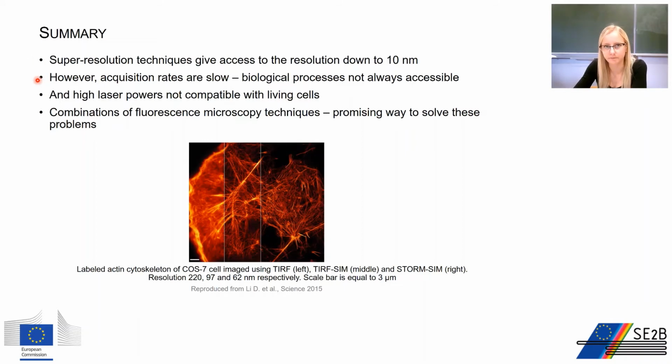However, for high spatial resolution, we might need way longer acquisition times, which sometimes go beyond the timescale of biological processes. And also, the high laser powers used for some techniques might not be compatible with biological samples. The promising way to overcome these drawbacks seems to be a combination of fluorescence microscopy techniques, and here you see an example image of a biological sample which was imaged with diffraction-limited TIRF microscopy, and then with the combination of super resolution techniques, and we can see it gives us a valuable gain in resolution.